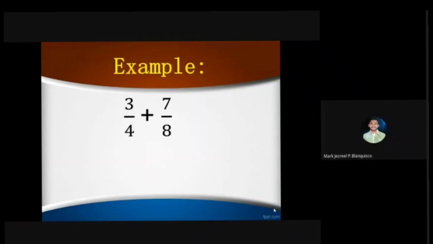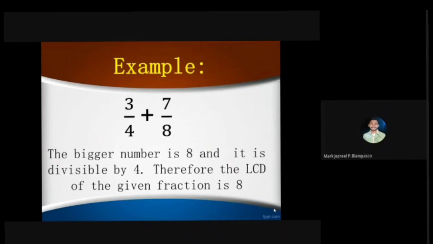Example, 3/4 plus 7 over 8. As we can notice, the denominators are 4 and 8. And the bigger number is 8. Check if 8 is divisible by 4. Since 8 is divisible by 4, that is already the LCD. The least common denominator of the given fraction is 8.